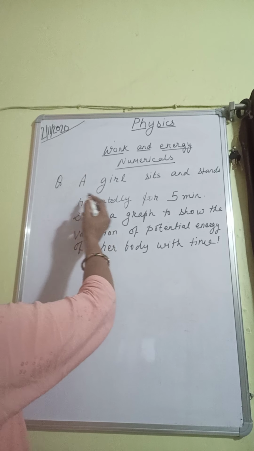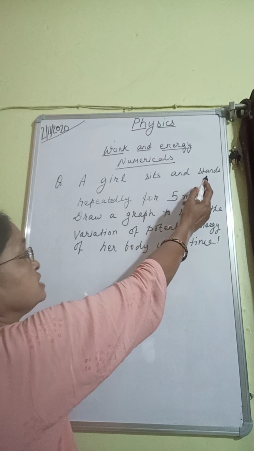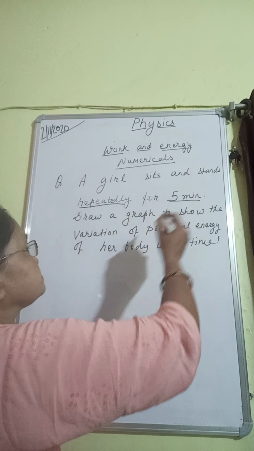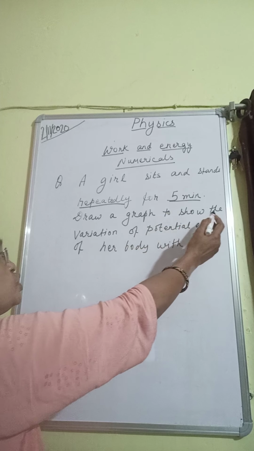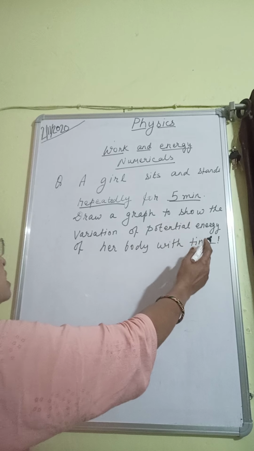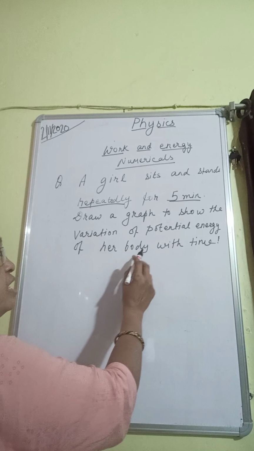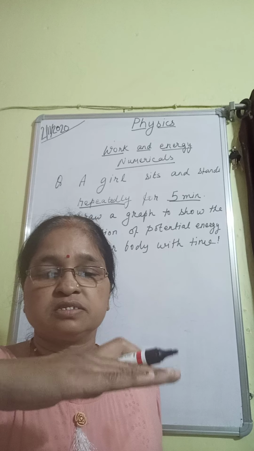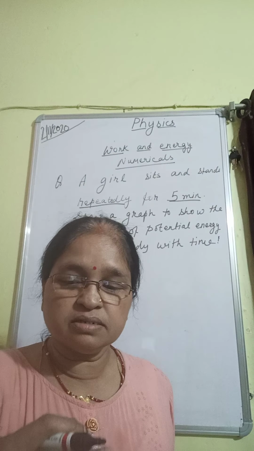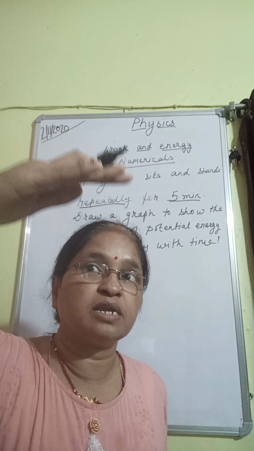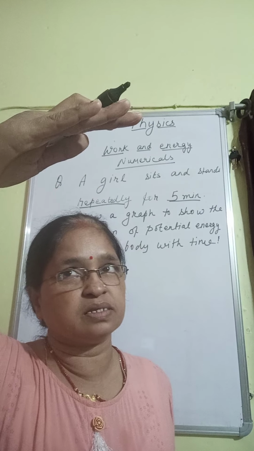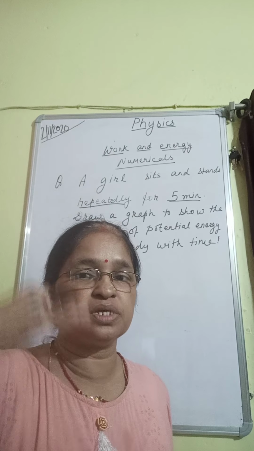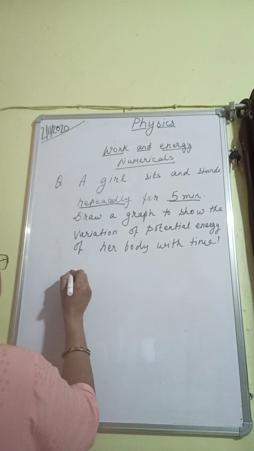Another question. A girl sits and stands repeatedly for 5 minutes. Draw a graph to show the variation of potential energy of her body with time. Here we have to show that when the girl sits and then stands, sits, stands, sits, stands. When she stands, potential energy increases. When she sits, potential energy decreases. So let us see how we will show the variations. So first of all, draw the graph.